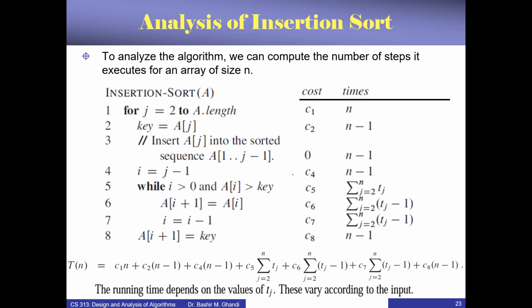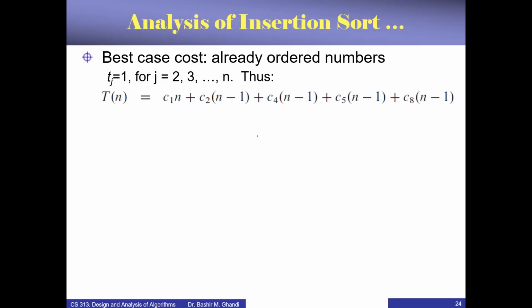If the elements are already sorted, then all the tj's are equal to 1, and all the tj minus 1 are equal to 0. So this summation simply becomes summation of 1 plus 1 plus 1 plus 1 and so on for j from 2 to n. Whereas this is summation of zeros, which will give us zeros. Okay, so this will help us to simplify our formula. This is what the formula will become with that assumption.